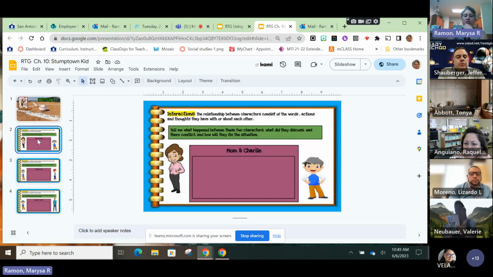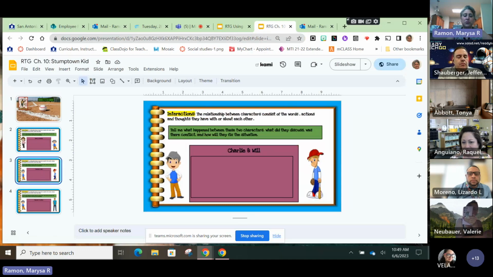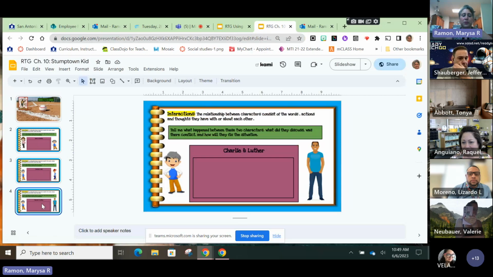This one was interactions. The relationship between the characters consists of the words, actions, and thoughts they have with or without each other about each other. So tell me what happened between these 2 characters. So this chapter was a really explosive one. So what happened between Mom and Charlie? And what did they discuss? What's the conflict? And how will they fix that situation? And then 2 other characters in this chapter and 2 other characters in this chapter.